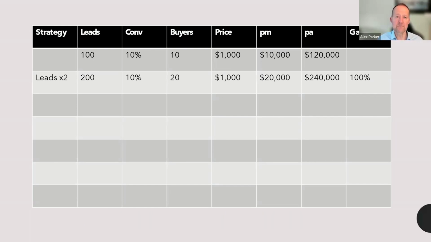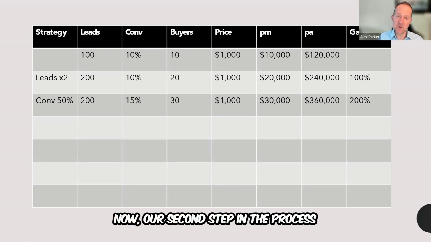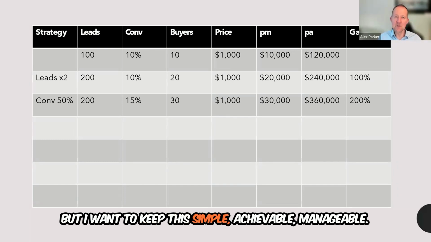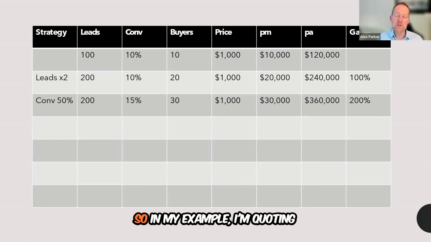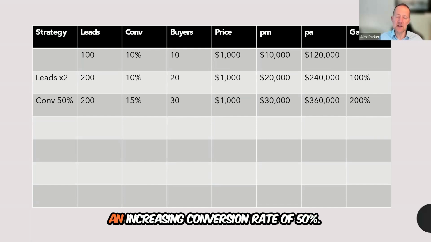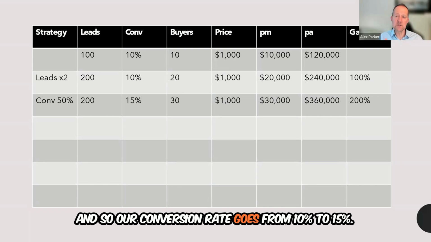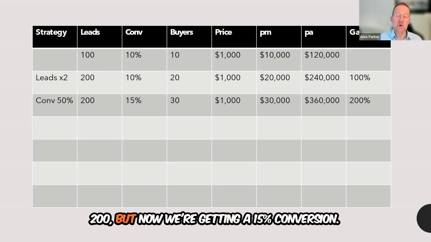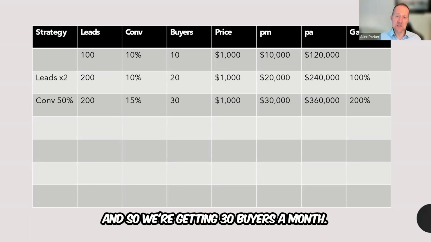first step. Now, our second step in the process is to increase our conversion rate. The example that Dan gives is a doubling of conversion rate, but I want to keep this simple, achievable, manageable. So in my example, I'm quoting an increase in conversion rate of 50%. And so our conversion rate goes from 10% to 15%. So we already have the increased leads of 200, but now we're getting a 15% conversion. And so we're getting 30 buyers a month.